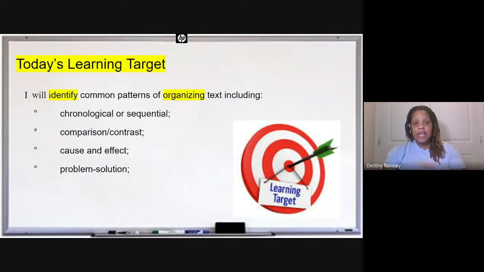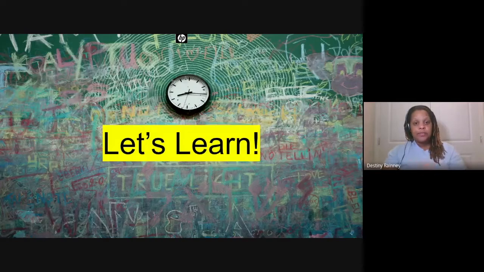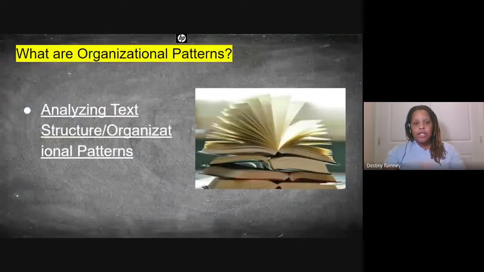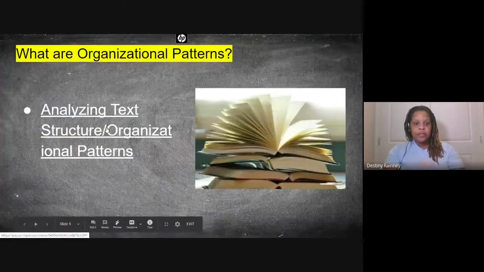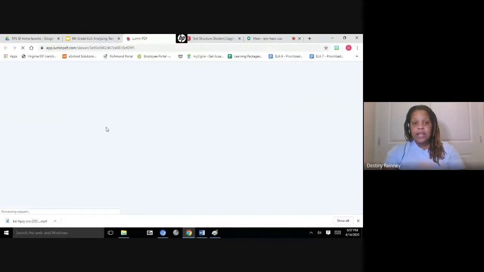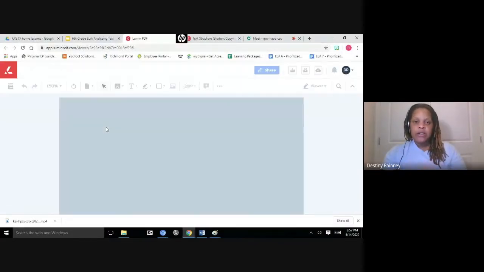So, today, day one, we're going to focus specifically on identifying common patterns of organizing text, including chronological or sequential order, comparison and contrast, cause and effect, and problem and solution. So, let's go ahead and learn. What are organizational patterns? Let's take a look at this document here so that we can understand better how authors organize their writing.